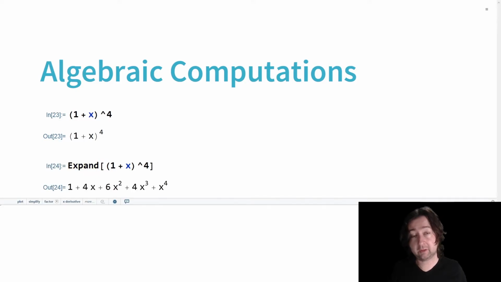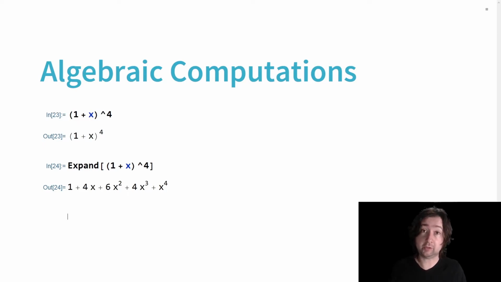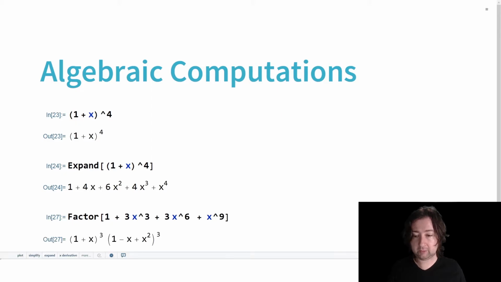And it multiplies it out symbolically. Likewise, if you ask Mathematica to factor a polynomial expression, it will do so, and it's pretty good at it. It's not capable of factoring things that can't be factored, but it's very good at picking out regular expressions and crushing things down. So if you feed it something like 1 + 3x^3 + 3x^6 + x^9, say, it should be able to produce an expression for you that factors.